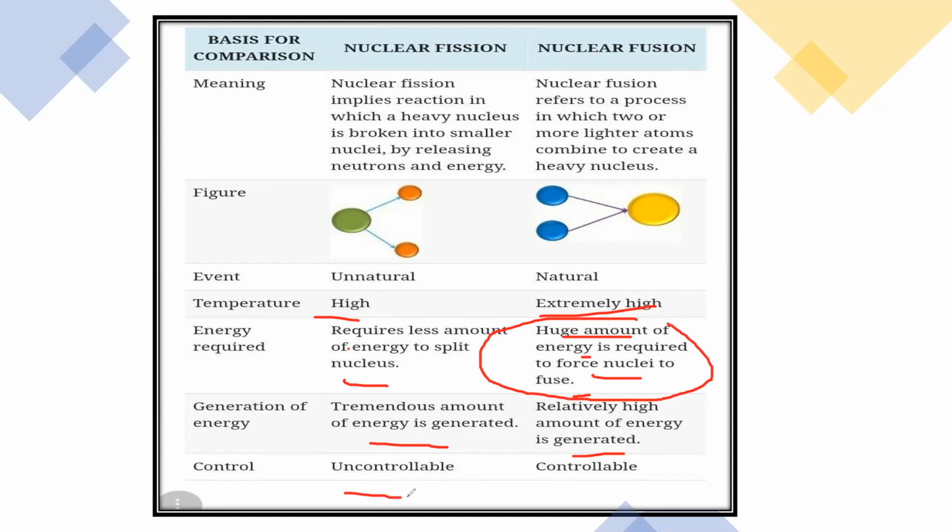So fission is an uncontrollable reaction and fusion is a controllable reaction. As you see, here we consider uranium as a fuel. It is very difficult to control nuclear fission reactions once they start, and you can easily control nuclear fusion reactions. So these are some points with respect to nuclear fission and fusion. I hope you understood these points.